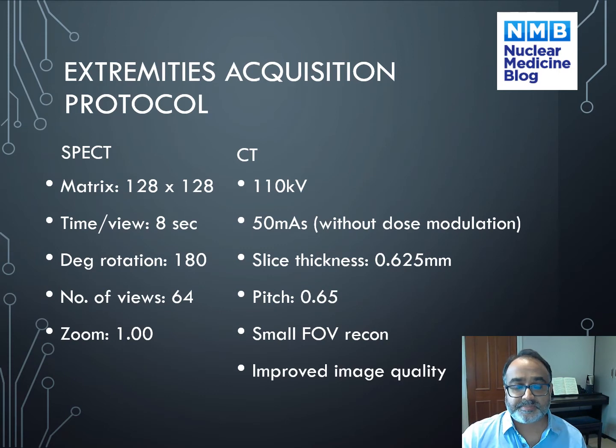This is our standard SPECT-CT acquisition for the foot and ankle or the wrist. Essentially, the SPECT acquisition is fairly standard with 8 seconds per frame. The CT acquisition uses a fixed mAs without the dose modulation. We use as thin a slice as possible and an overlapping pitch. We also perform a small field of view reconstruction, which gives us better image quality, and I'll go on to explain why that's useful later.